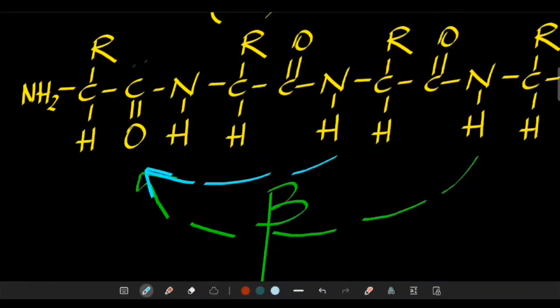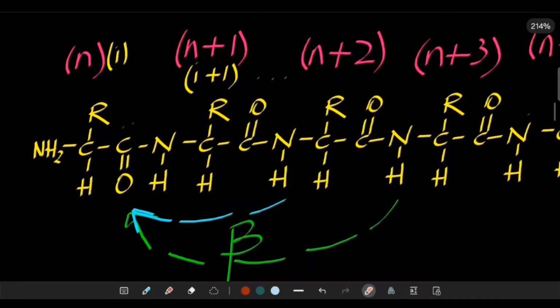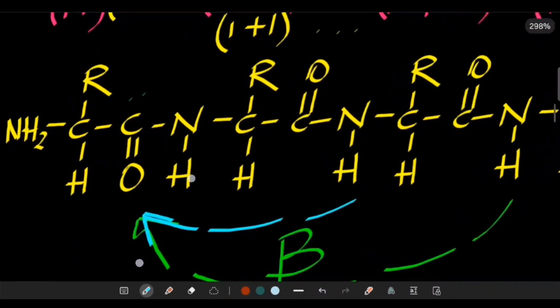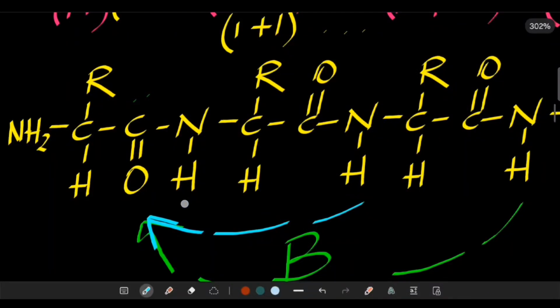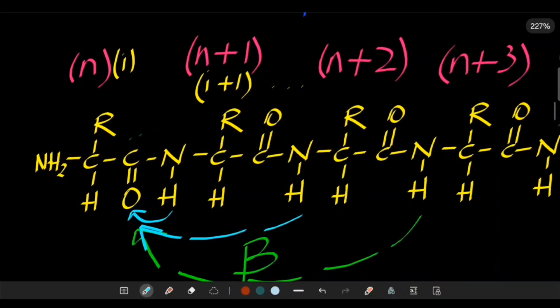So as you can see over here, now there is another possibility, that is the last one, N and N plus 1. So this can form a bond with this one, right? And when this forms a bond with this one, only 4 atoms will be involved in the formation of hydrogen bonds, and this one is known as the delta helix.